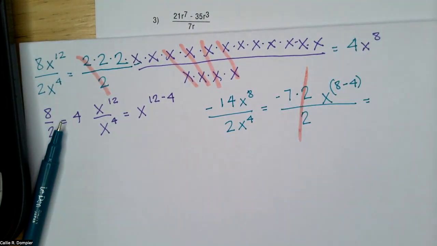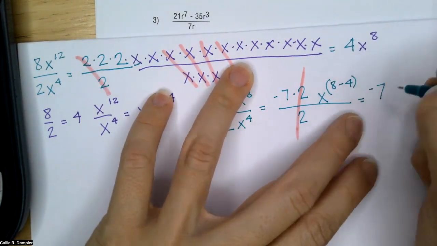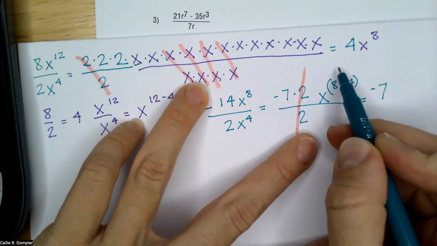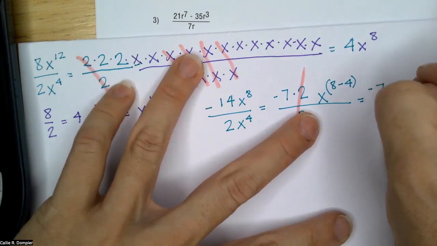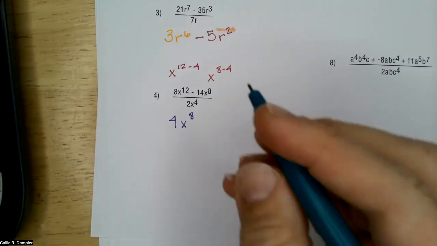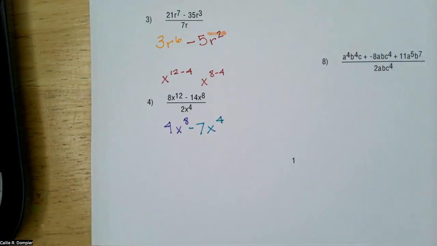The 2 that is common to both the top and the bottom is eliminated, and we get -7. And then there were 8 x's up here and 4 x's down here. When we take away those 4 x's from the top 8, we get x to the 4th. -7 x to the 4th. Good. And as long as you don't have negative exponents, you don't have to do anything else.